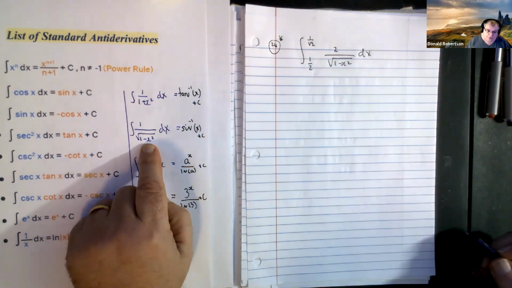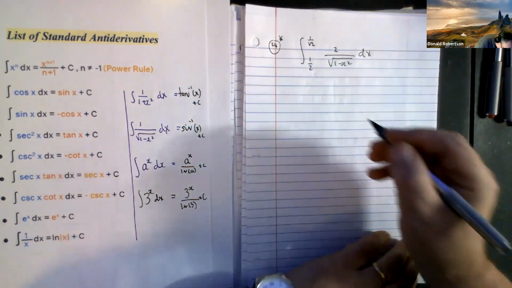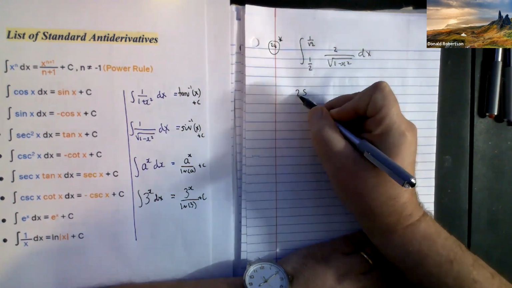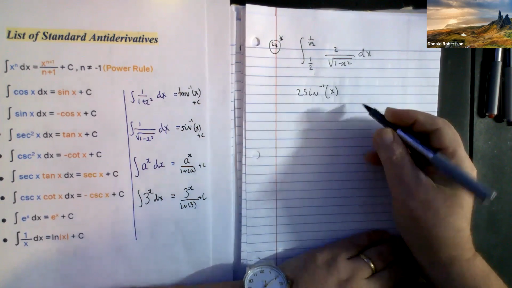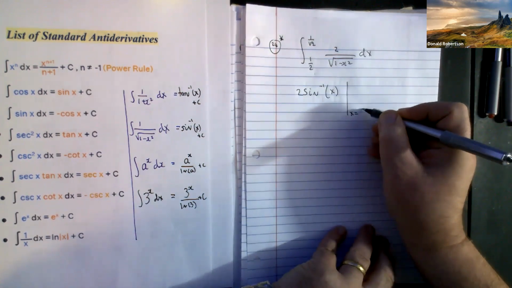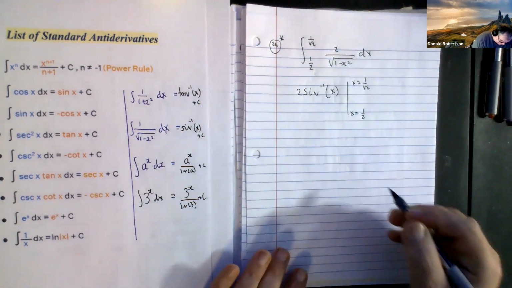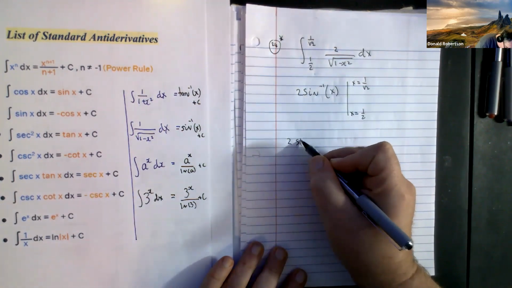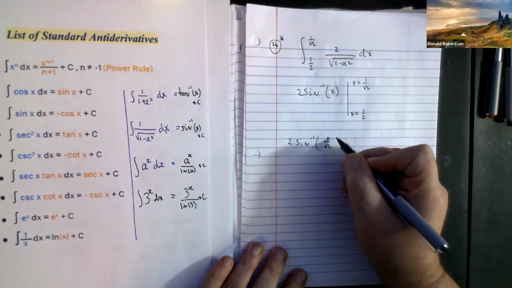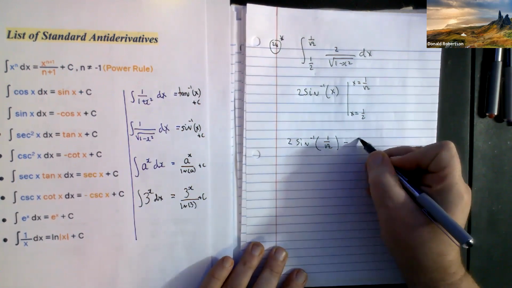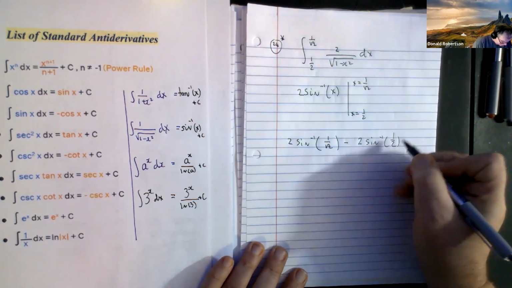1 over the square root of 1 minus x squared is the derivative of the inverse sine of x. So its antiderivative, 2 of them, is 2 inverse sine of x. And then we evaluate at, in this case, 1/2 and 1 over root 2. So that becomes 2 times the inverse sine of 1 over root 2, take away 2 times the inverse sine of 1/2.